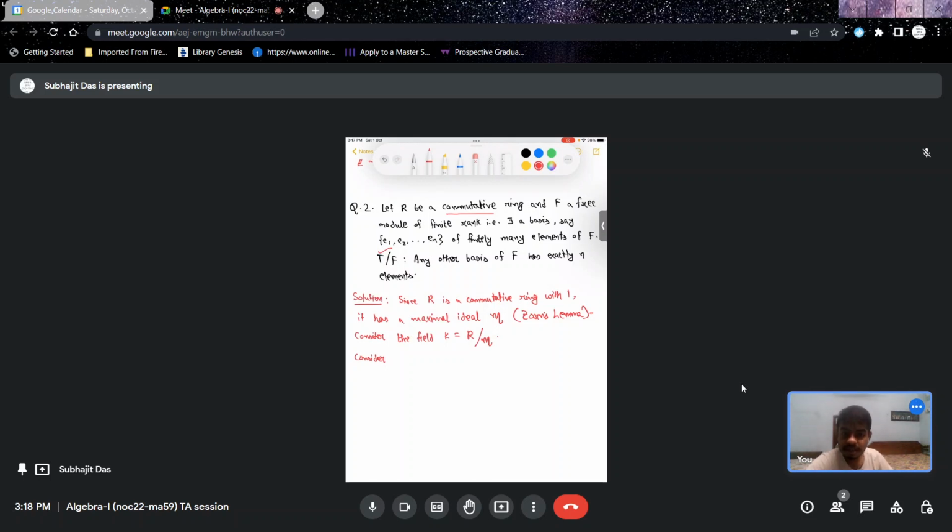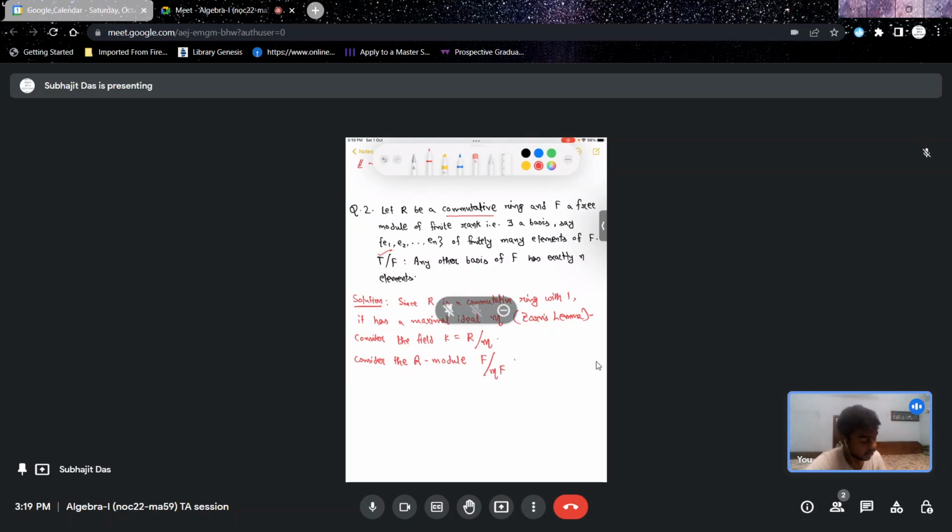MF is just... I don't know why it's not yet on the screen. The screen has got stuck, I guess. Anyways, I guess it will come, just wait for a minute. Yeah, so consider the R module F mod MF.